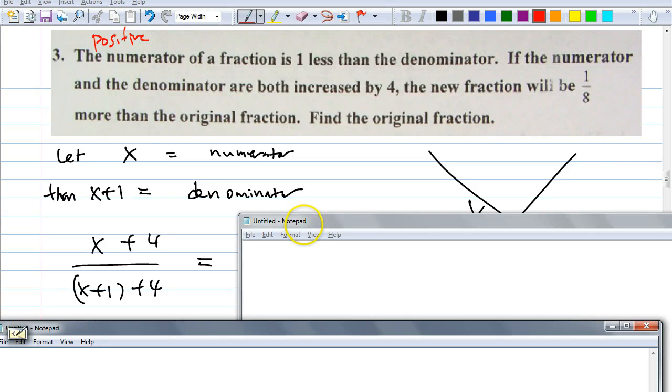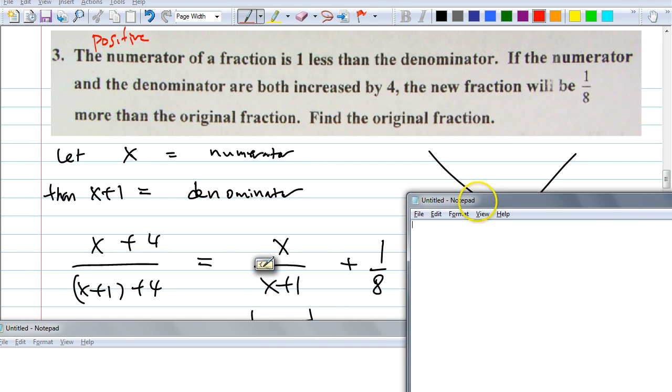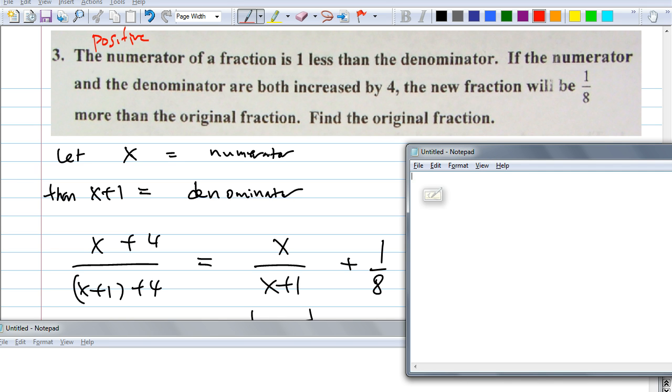X over x plus 1, the original fraction. How many forgot this as the equation? That's the equation you needed. How many forgot this? If you didn't, do you see why this is what they're talking about? This is really important that you understand exactly what they mean by this, okay?